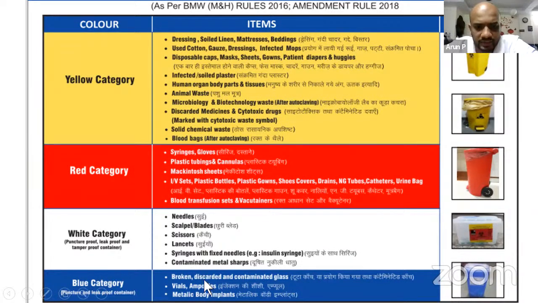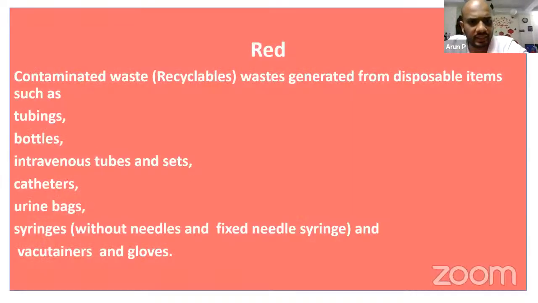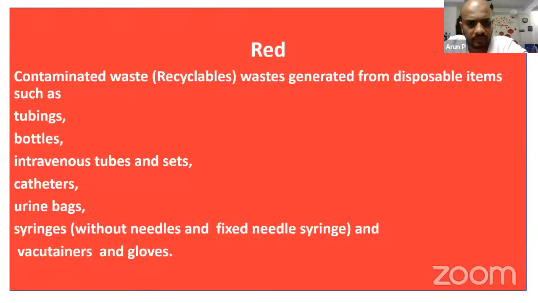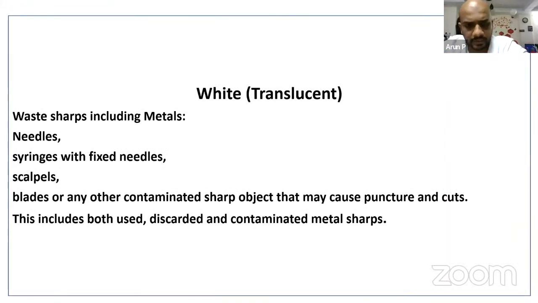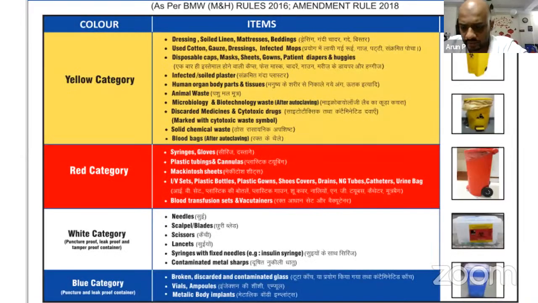Blue category, we have already seen vials, ampules, except cytotoxic drugs, broken and discarded and contaminated glass, and metallic body implant. So just going through it again. This is yellow category waste. This is red category waste. This is white, blue. Okay.